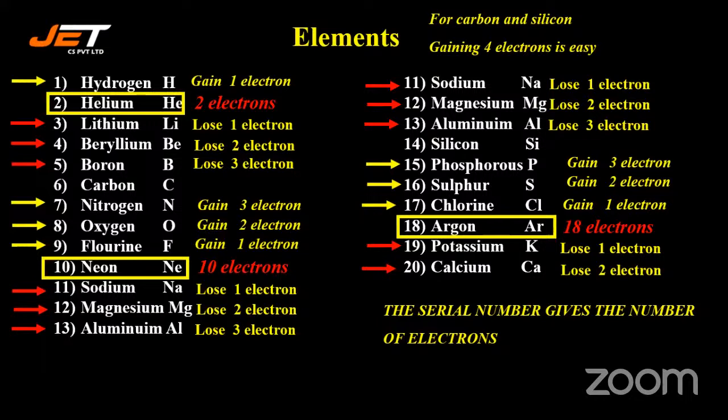If someone argues why it is not losing electrons, why it is gaining, there is another concept that we will learn in thermodynamics. So for now, just understand that carbon and silicon gaining 4 electrons is quite easy for them.